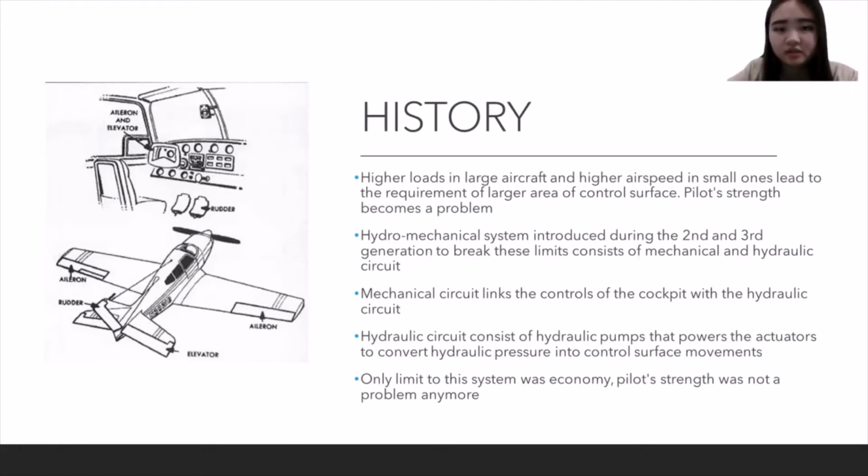The mechanical circuit links the controls of the cockpit with the hydraulic circuit. Well, this hydraulic circuit consists of mechanical parts, including the hydraulic pumps. These hydraulic pumps power the actuators to convert hydraulic pressure into control surface movements. So the only problem now is economy. The pilot's strength was no longer a problem.